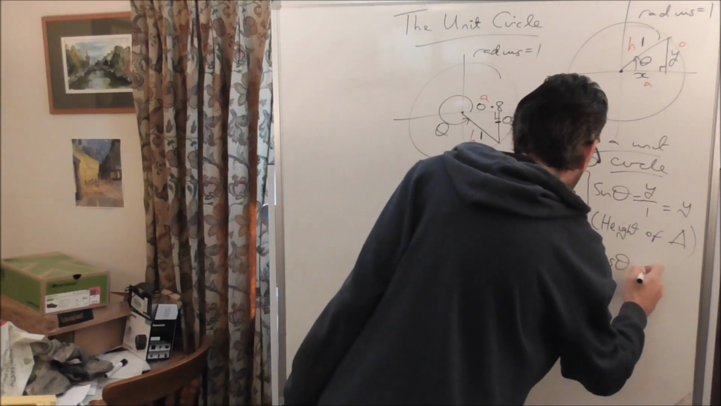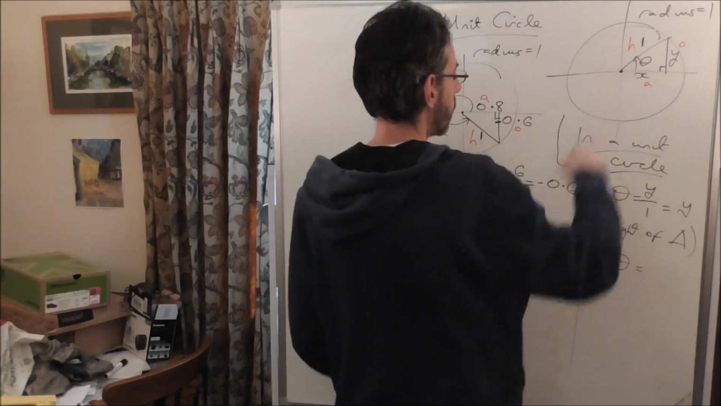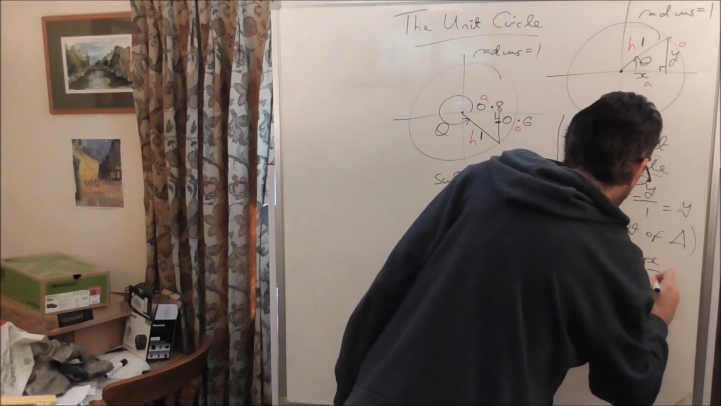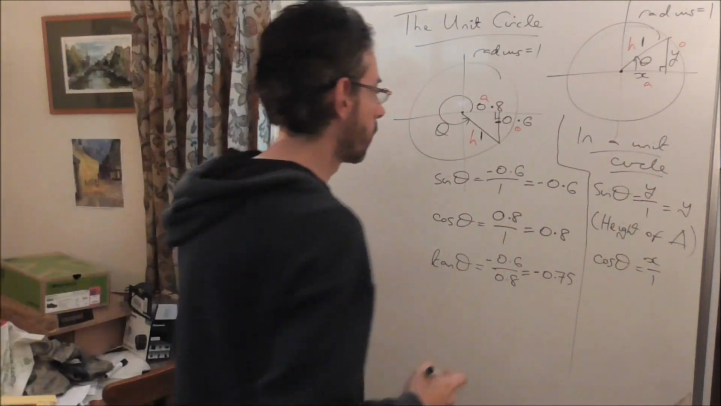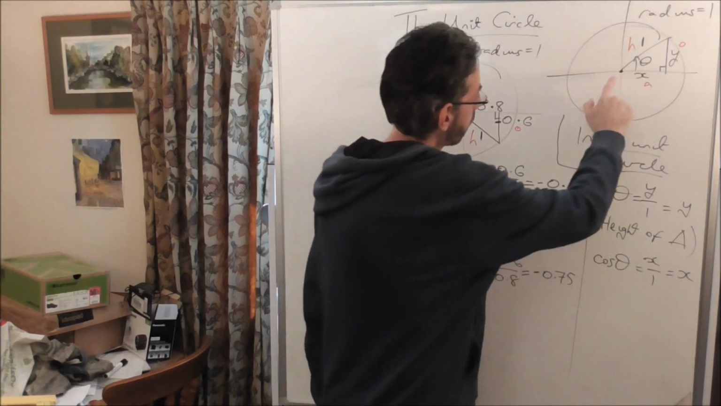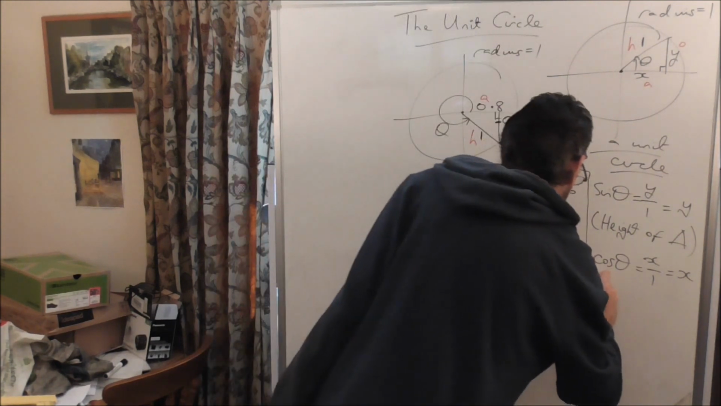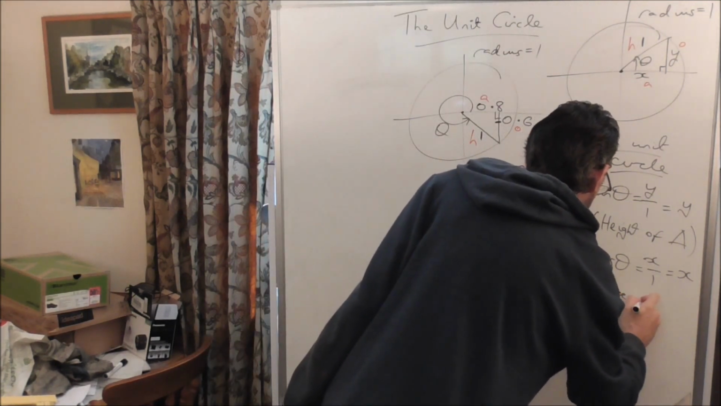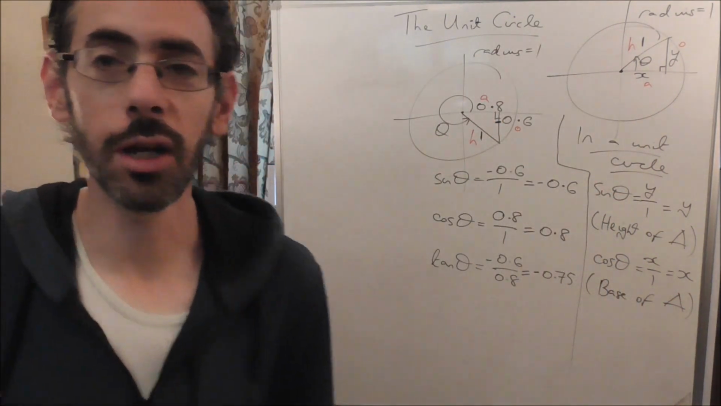Cos theta is adjacent over hypotenuse, so it's x over 1. Well, that's just x, because anything divided by 1 is itself. So cos theta is just this length, it's just the base of the triangle. So let's write that down. Cos theta is the base of the triangle.